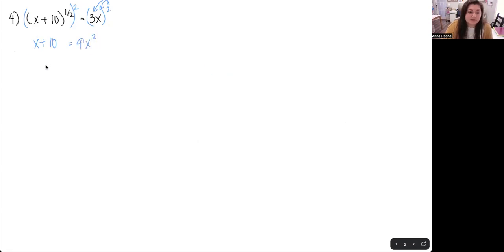I'm going to move everything over to the same side. So I'm going to have 9x squared minus x plus 10 equals 0. And then I'm going to go in and straight factor. So I know my factors of 9x squared are 9 and 1. I'm going to go 9x and x. My factors, oh, whoops, hold on a second. I could have other possible options. So hold on. 9 is 1 times 9 and 3 times 3. 10 is 1 times 10 and 2 times 5.